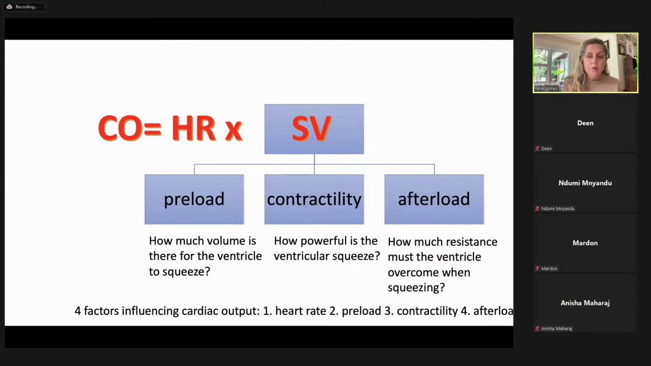Afterload, like many of these factors, needs to sit in a sweet spot. We don't want too low an afterload, and we don't want too high an afterload. So we need to troubleshoot it. And if you're having trouble and it's not obvious, put on the cardiac output monitor is my message to you.